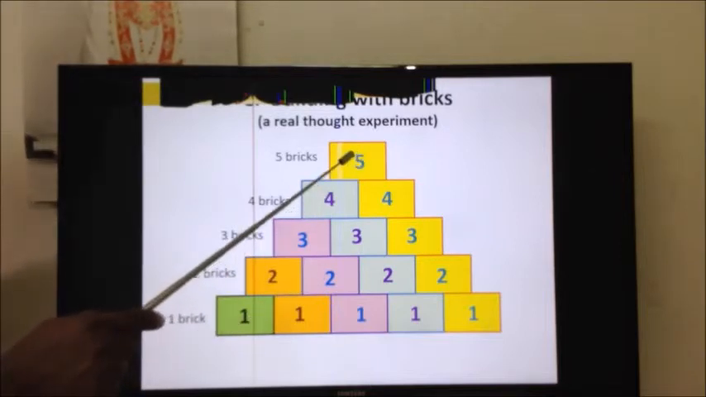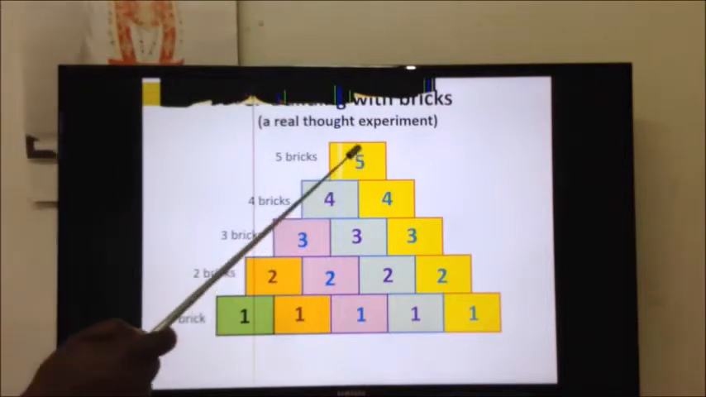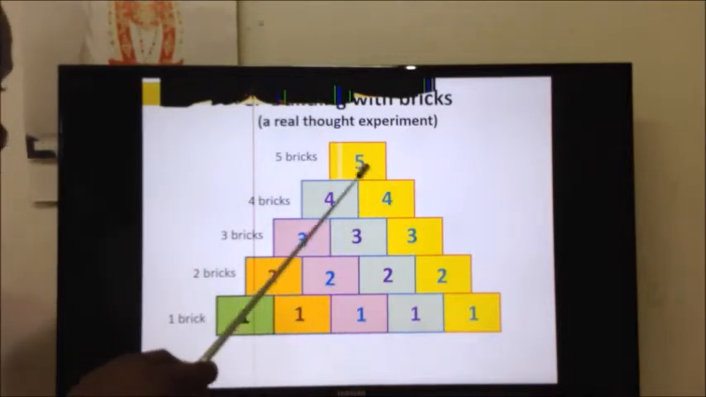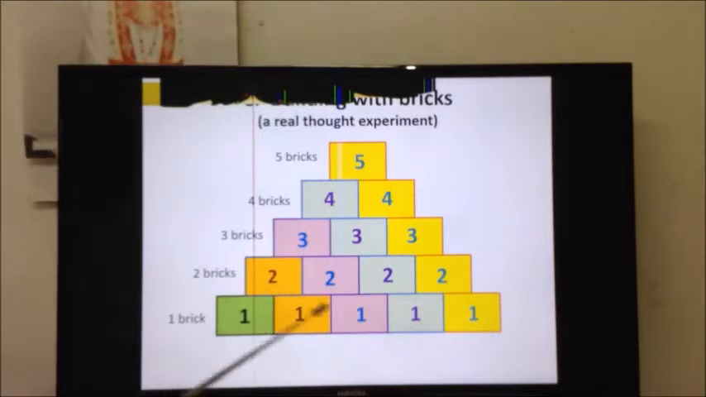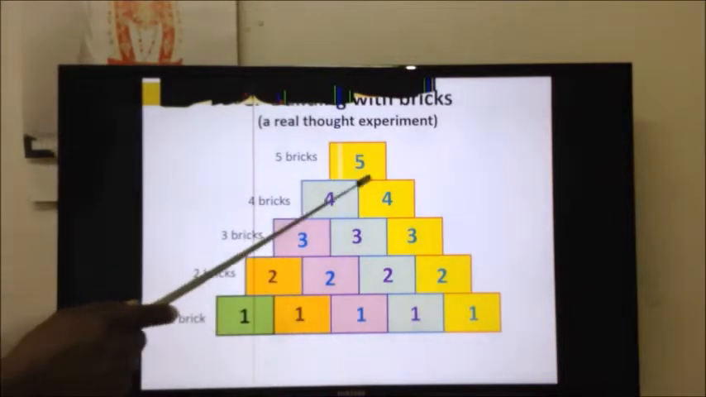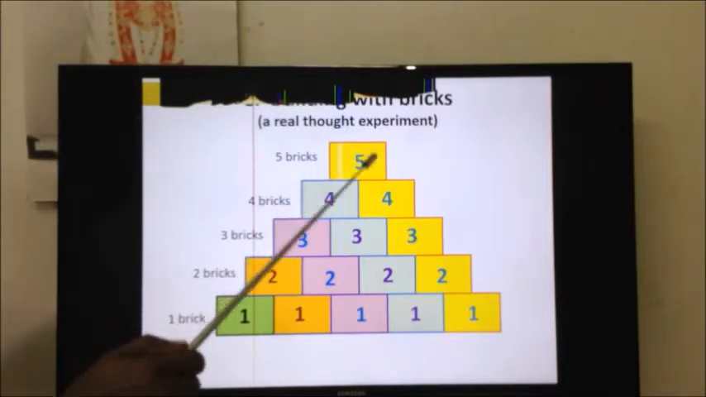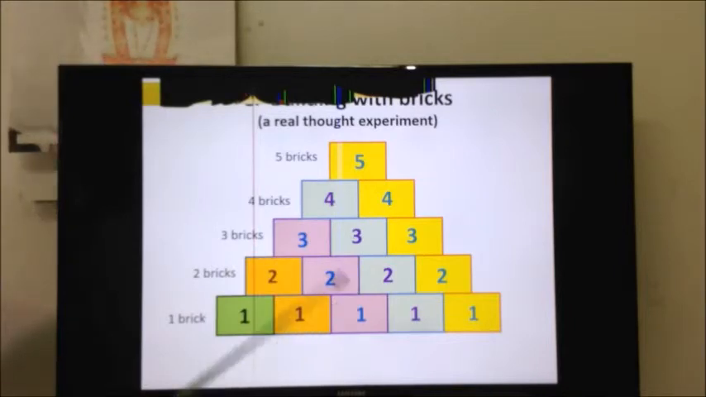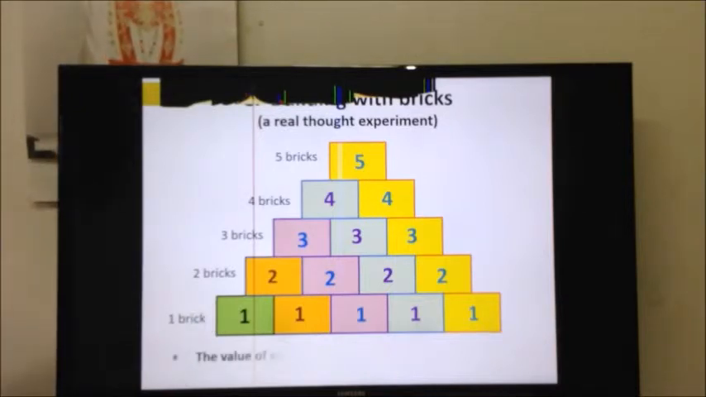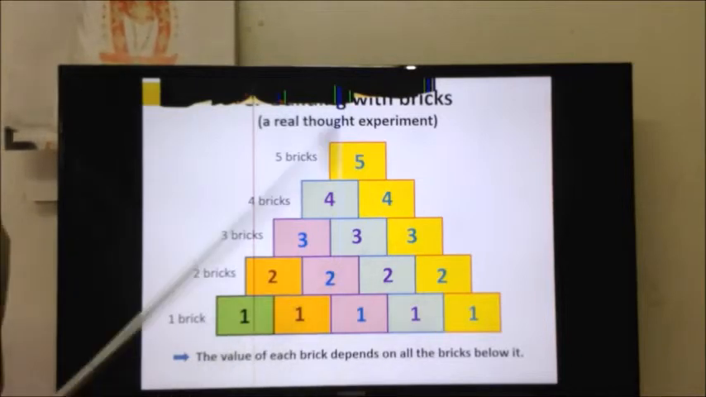Because this brick, let's talk about number 5. Brick number 5 cannot be here without the support of all the bricks below it. If you remove only one brick here, the whole structure here will crumble and 5 will lose its position. So, the more bricks below, the more value a brick has. So here we say that the value of a brick depends on all the bricks below it.